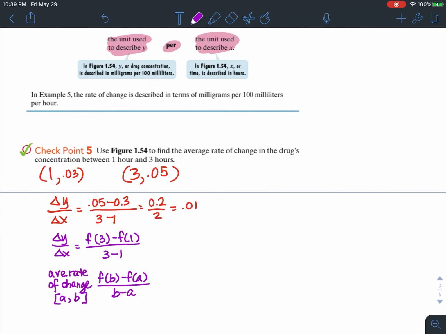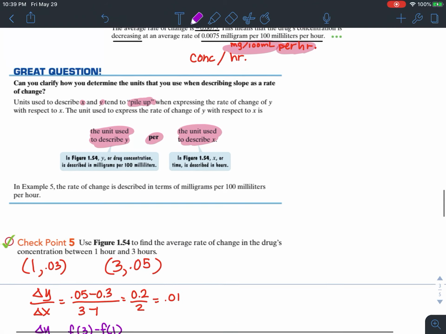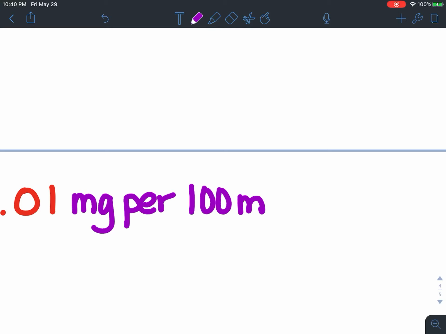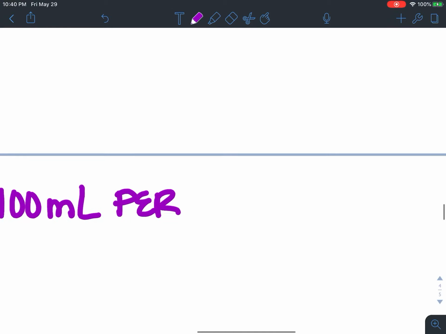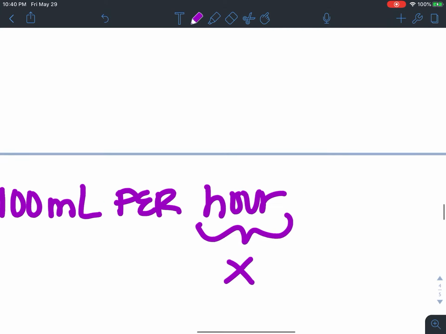All right, now the units. So we need the y units per the x units. So here are my y units. And it doesn't matter how crazy they are, just write them. So milligrams per 100 milliliters, and then per the x, which is hour.